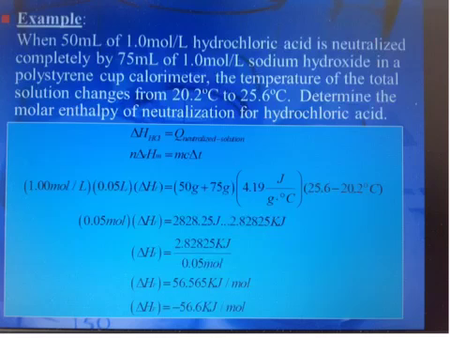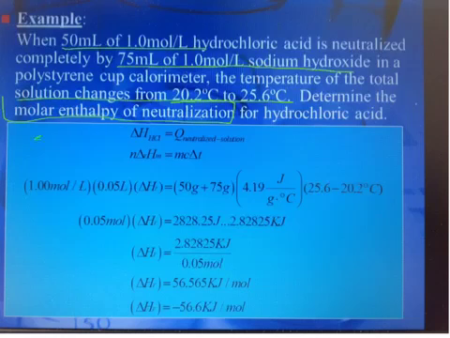Let's look at another example. When 50 milliliters of 1 mole per liter hydrochloric acid is added to 75 milliliters of 1 mole per liter sodium hydroxide, the temperature of the water in the calorimeter changes from 20.2 to 25.6 degrees. We're asked to find the molar enthalpy of neutralization for the hydrochloric acid. That is, we're asked to find the heat of reaction for the neutralization of the acid, ΔrHN. We'll indicate that on the left-hand side of the reaction.